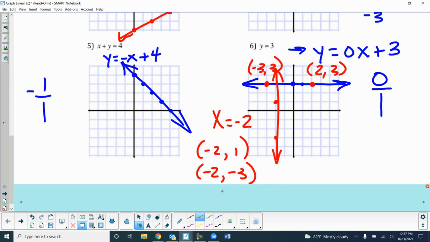Okay? So when you see an equation of a line that you have to graph, and it's just x equals some number, it's vertical. When you see an equation with no x in it, and just y equals some number, like this one, y equals 3, it's horizontal through that number. Okay?